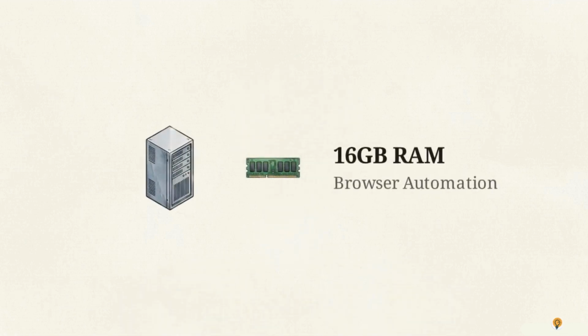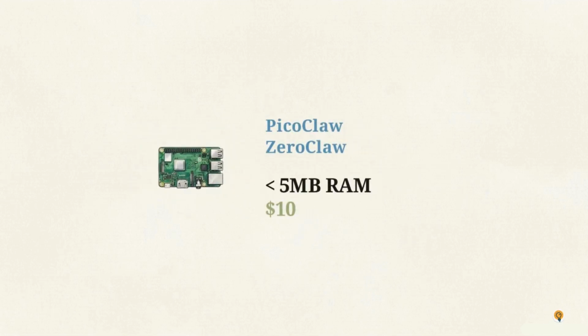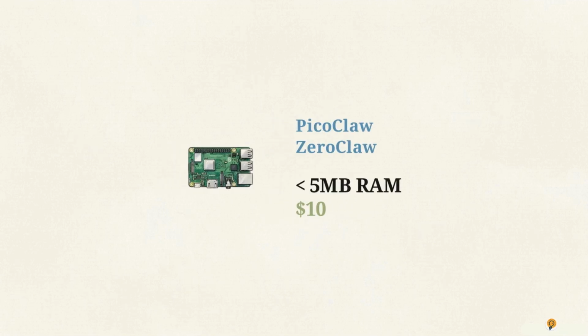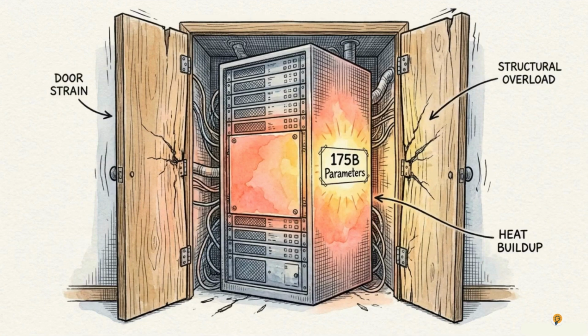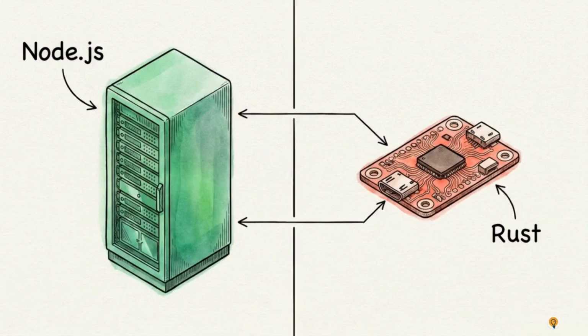This continuous loop requires hardware. Heavy browser automation needs 16 gigabytes of RAM. Conversely, PicoClaw and ZeroClaw use sub-5 megabyte memory on $10 hardware. Enterprise AI capability is not determined by model size alone. High-level automation depends on matching the architectural framework, whether a heavy node process or a tiny Rust binary, to the specific hardware environment.